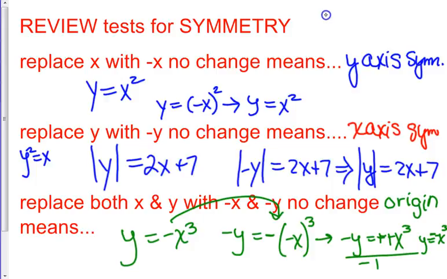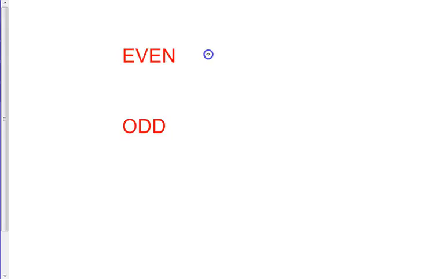I believe this was section 1.4. Not positive about that, the symmetry stuff, okay? So go back and look through your notes if you need to. Even and odd functions, this was really easy. Do you remember?